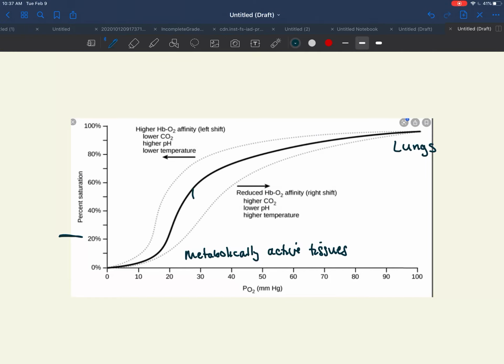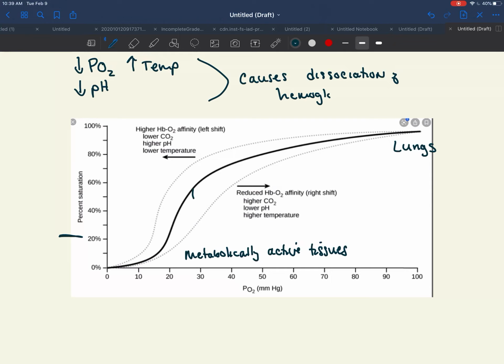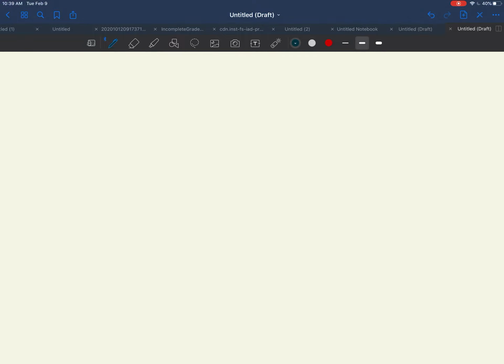So if we look at the slope, in this diagram, it shows that if there is a decrease in partial pressure, if there is a decrease in pH, which actually has to do with levels of CO2, which we'll talk about in a minute, if there is an increase in temperature, all of these factors would cause hemoglobin to release or dissociate from oxygen. So you could ask, well, what does pH have to do with it? So when we look at blood pH, it has to do with CO2 levels in the blood.